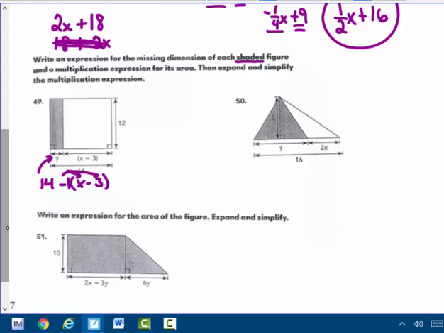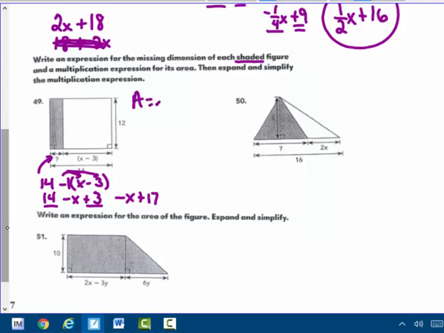So negative 1 times x, negative 1 times negative 3, positive 3, and I have 14 take away x plus 3. Oh, we can simplify that, and I get negative x plus 17. That's that question mark. That's the length or width of this little rectangular piece that I'm now going to find the area of. Write a multiplication expression for its area.